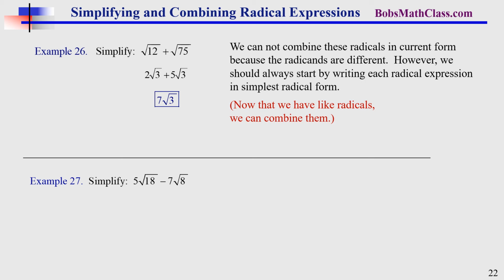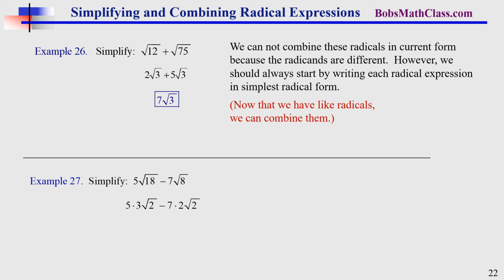Okay, in example 27, there's already a number in front of the radical. So whatever number you bring out when you're simplifying the square root of 18 and the square root of 8, that number will be multiplied by 5 or by 7. So the way it's written, 5 square root 18, it means 5 times square root 18. You just don't put the dot. You could if you want. And the second one is 7 times square root 8.